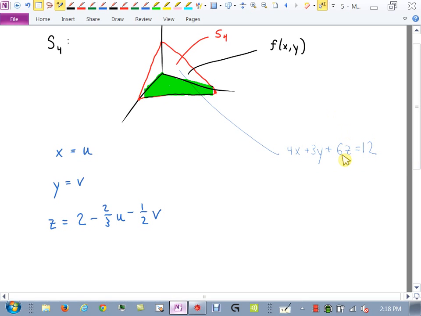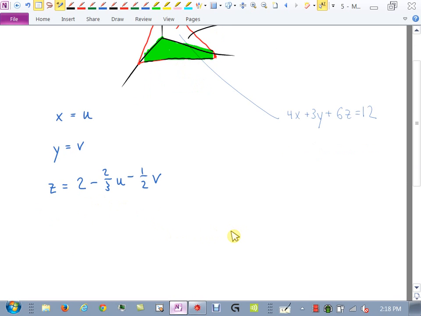Do y'all follow what I'm doing here? Take that, solve it for z, move these 2 terms to the other side, divide through by 6. You get this. Replace your x with u, replace your y with v. And now we can come up with our vector function. It's r of S4 of u, v is u, v, 2 minus 2/3 u minus 1/2 v.